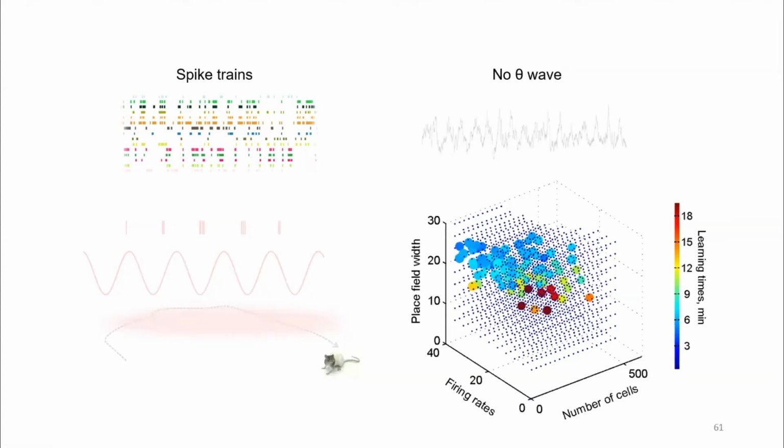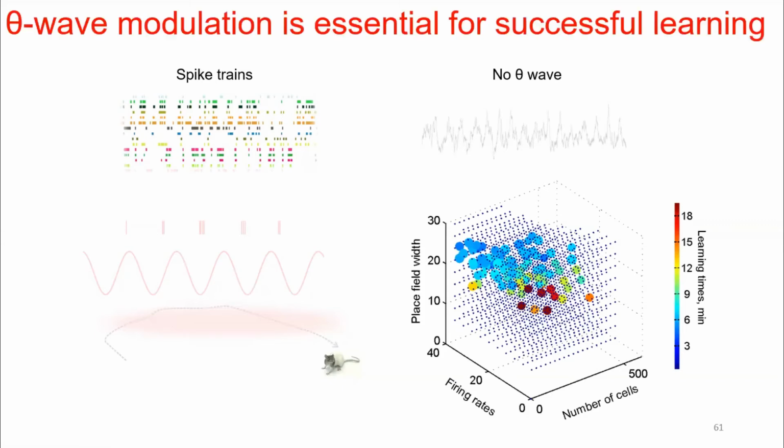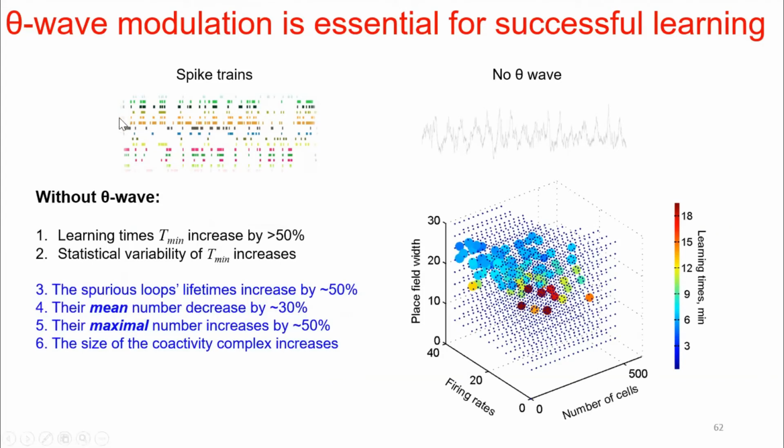It basically means that a bunch of ensembles that in principle were capable of producing reliable maps of space are losing this ability. And this is basically a direct illustration of the importance of theta modulation for successful learning of space. You can go into details and estimate that learning times are increasing by over 50%, and statistical stability is going down.